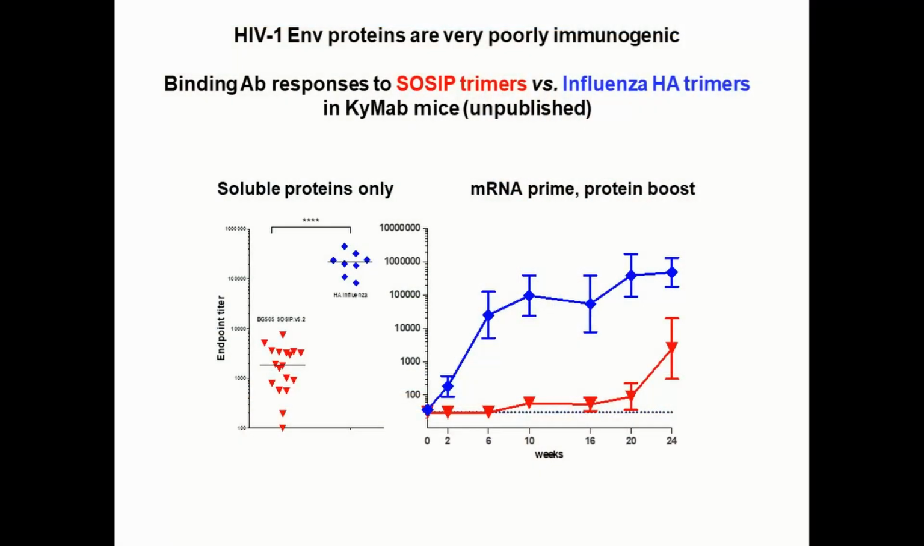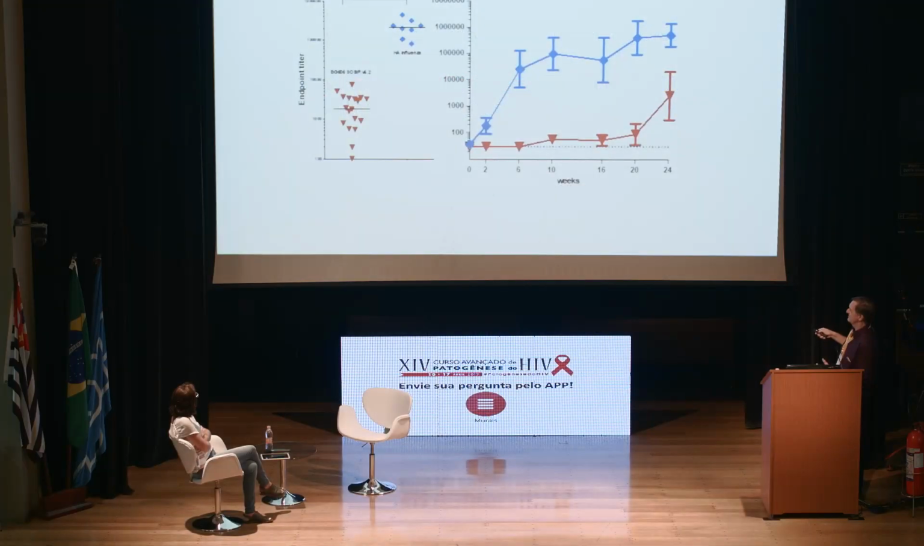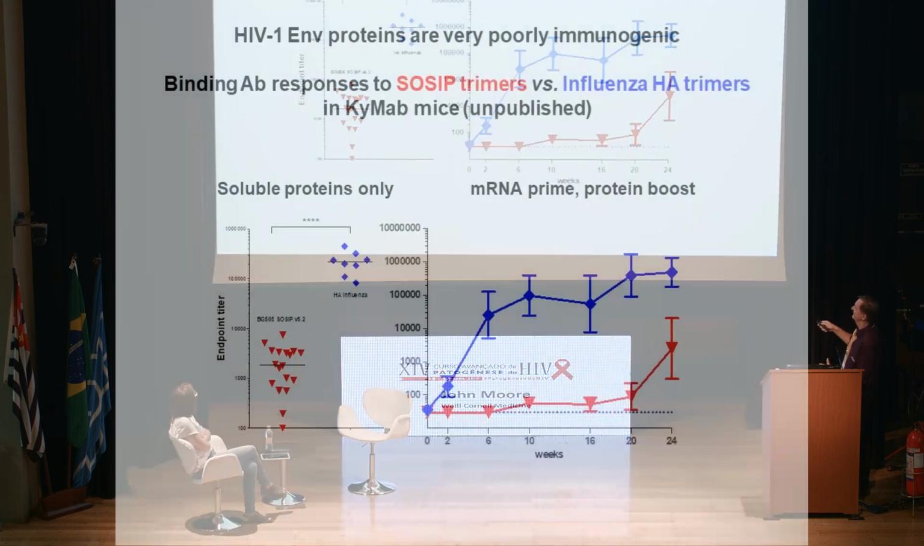Now, we have a really difficult task ahead, though, because HIV envelope proteins are very poorly immunogenic. Here are binding antibody responses to SOSIP trimers in red compared to influenza HA trimers in Kymab mice. This was a mouse model. And you see how poorly immunogenic, as a binding antibody titer, HIV trimers are compared to influenza trimers. That was done with soluble proteins.